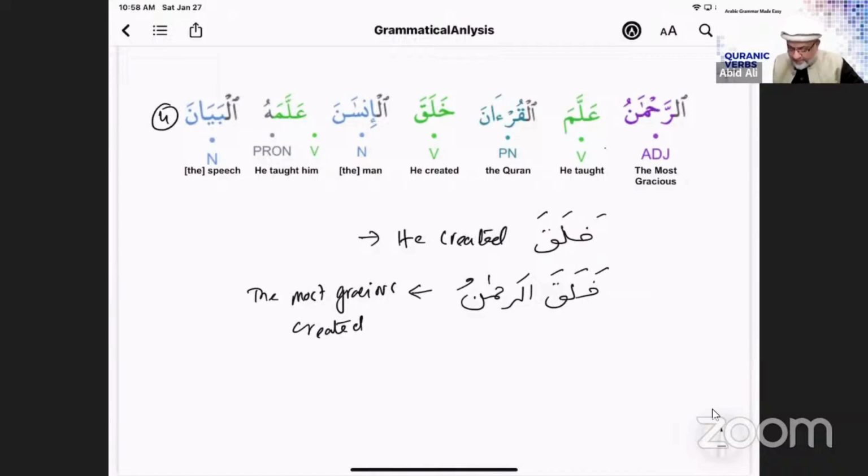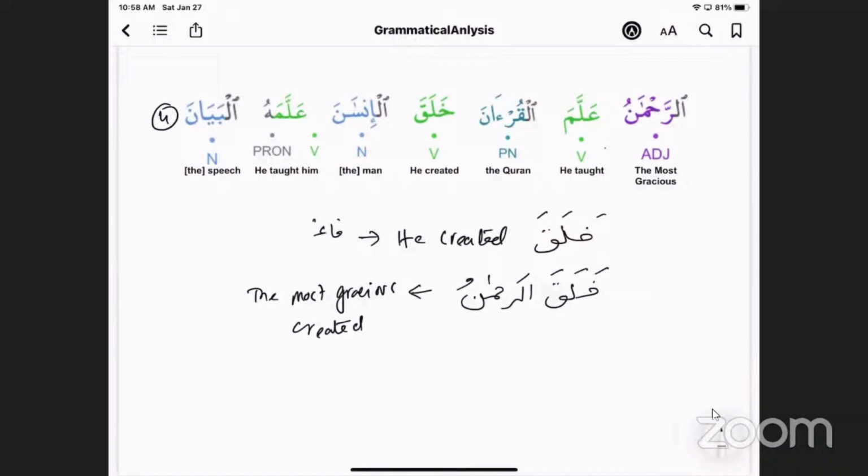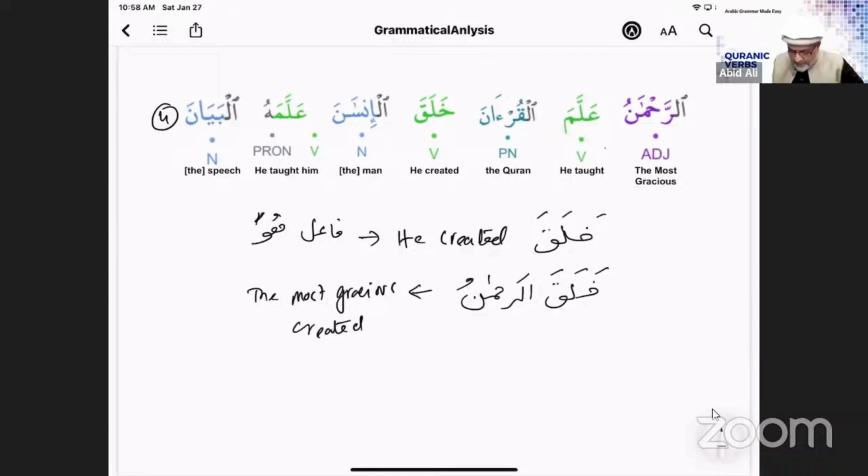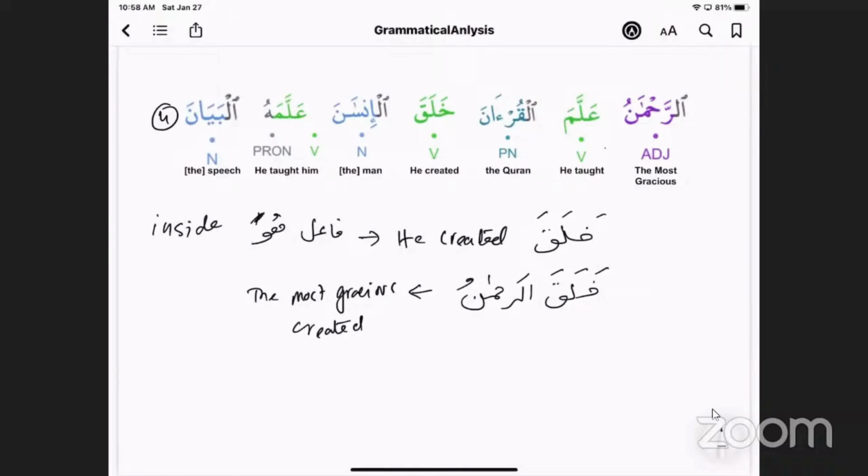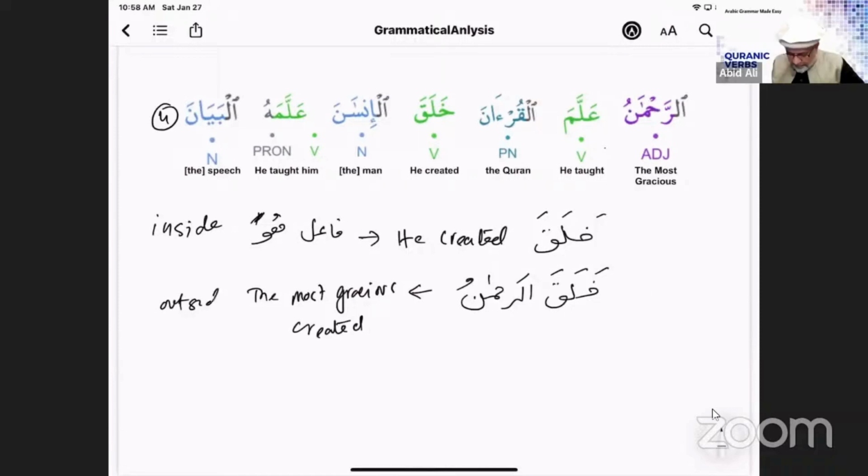Now, what is the difference between this sentence and this sentence? Who's the fa'il? First one, the fa'il is "he". The second one, the fa'il is "the most gracious". So this is the inside fa'il, and this is the outside fa'il. Okay, good.